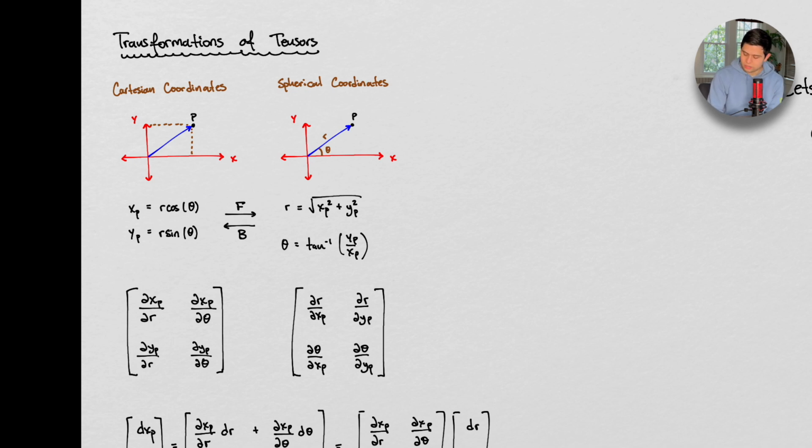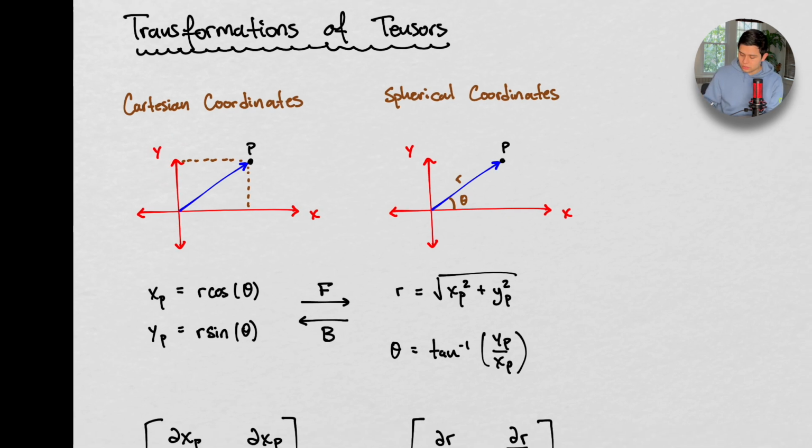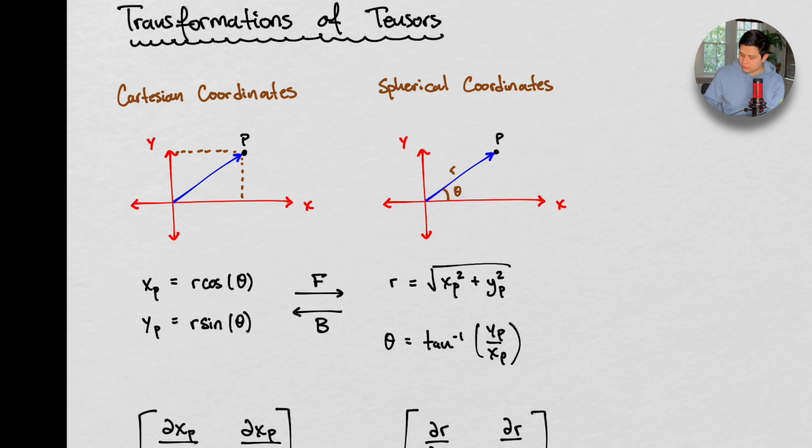So today we are talking about transformations of tensors. We're going to start from the ground up here. Let's start with Cartesian. We're going to take a look at this picture here. We have Cartesian coordinates and spherical coordinates. We can talk about a point in some space as having an x and a y component when we're talking Cartesian, or a theta and an r component if we're talking about spherical coordinates. Okay, we can do this in 3 dimensions as well.